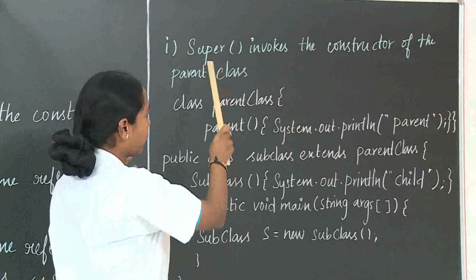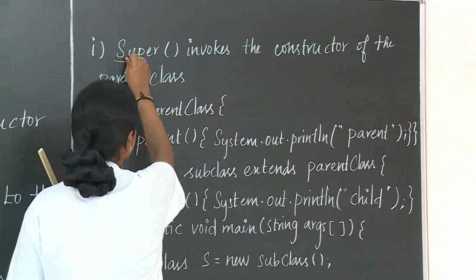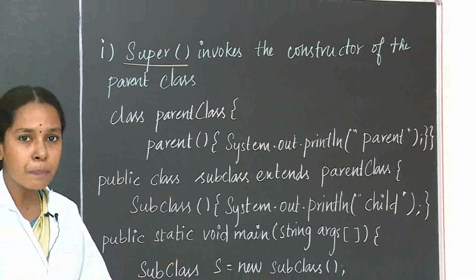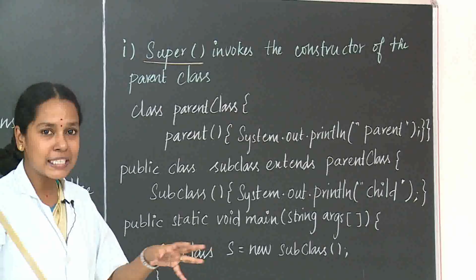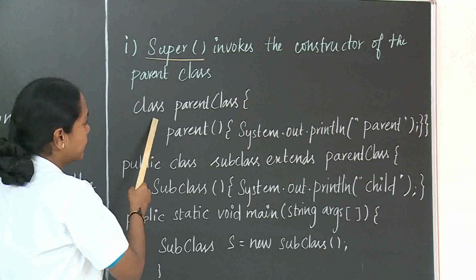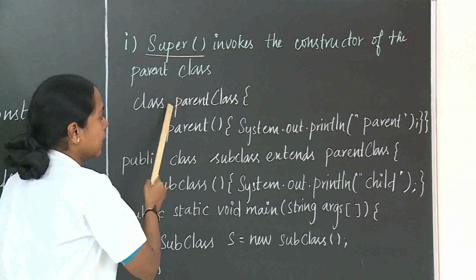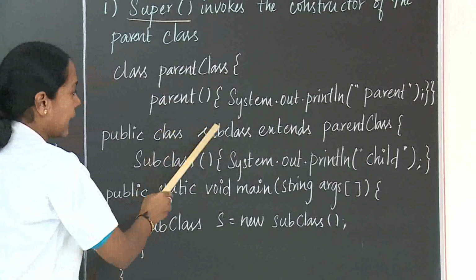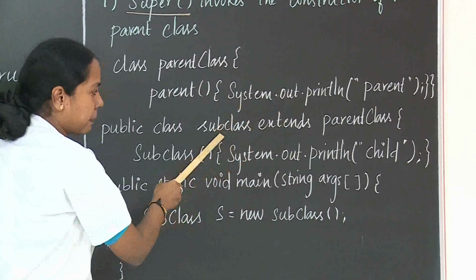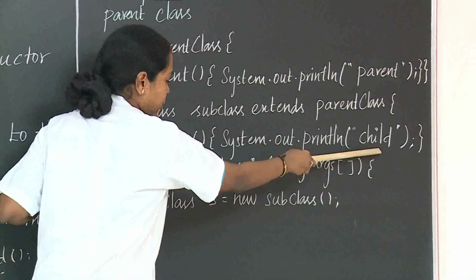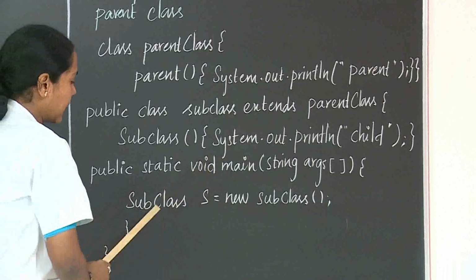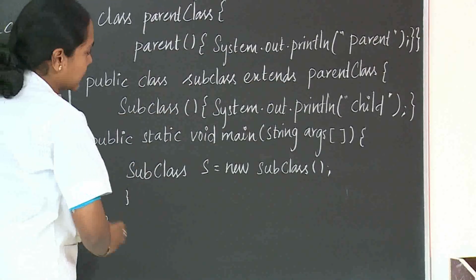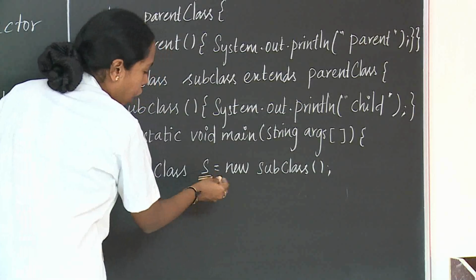Here is the example for the super keyword, the super keyword method. The general super and the constructor will be the same. Why? Because in this example I am using a parent class and just printing parent, and extending that parent class in a subclass, where I am just printing child. In the main class I have to create an object for the subclass, right? So s is my object.